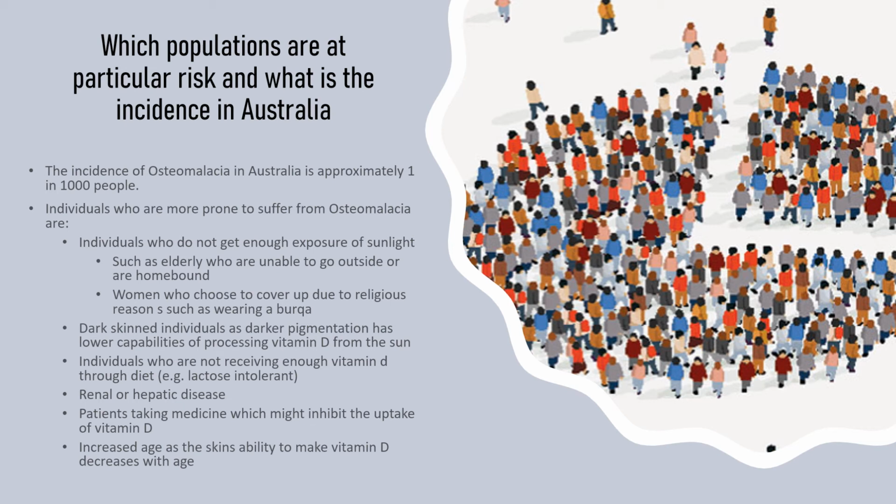Dark-skinned individuals, as darker skin pigmentation has lower capabilities of processing vitamin D from the sun. Individuals who are not receiving enough vitamin D through diet, for example lactose intolerant individuals. Individuals who are suffering from a renal or hepatic disease. Patients taking medicine which might inhibit the uptake of vitamin D, and increased age, as the skin's ability to make vitamin D decreases with age.